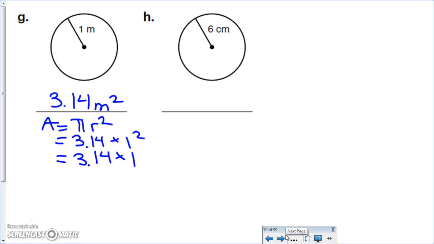For H, write the formula area equals pi r squared. And then fill in what we know, 3.14 for pi, 6 for the radius. We know that 6 squared is 6 times 6, which becomes 36.